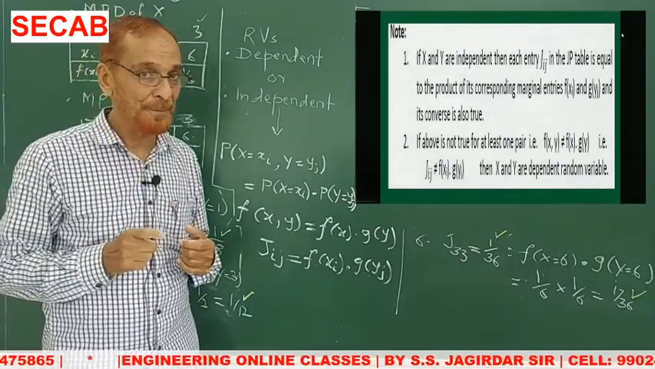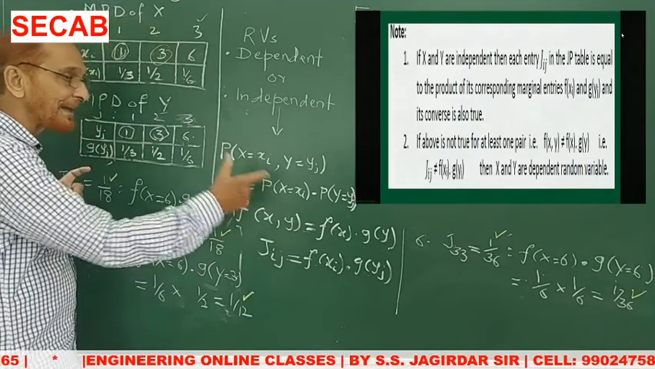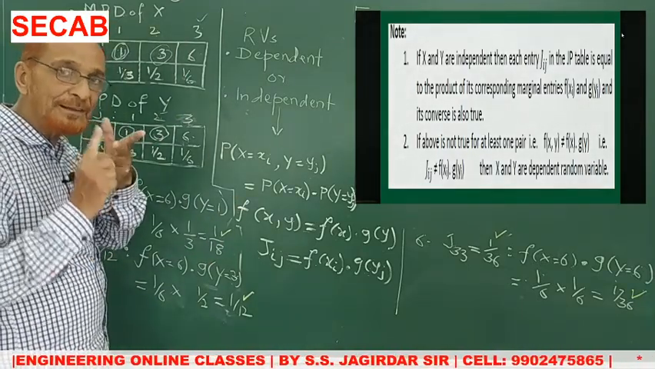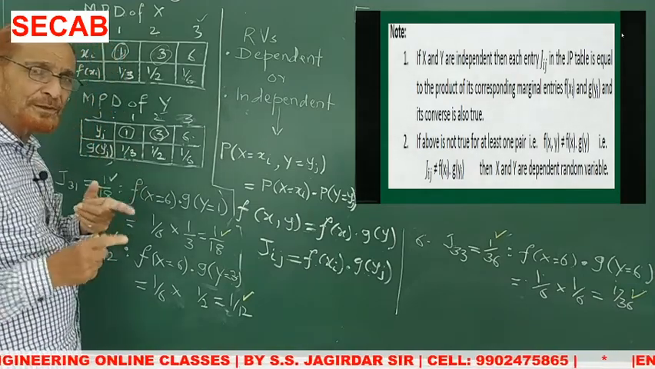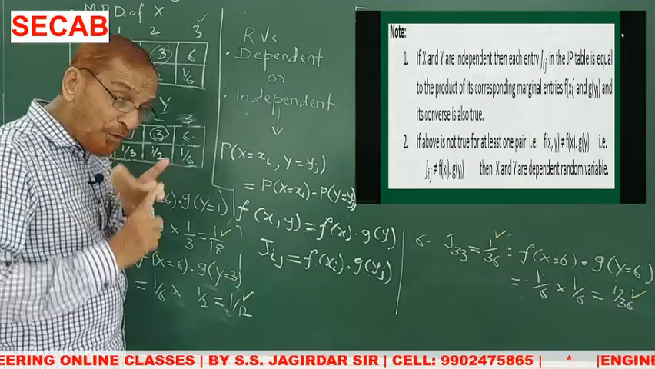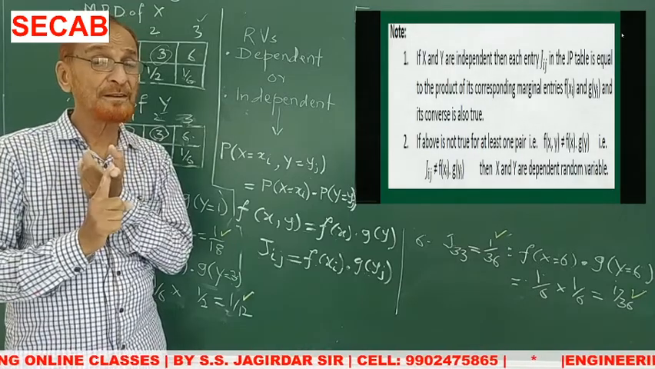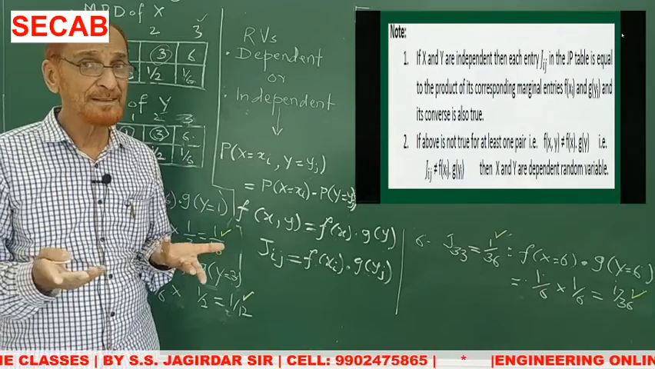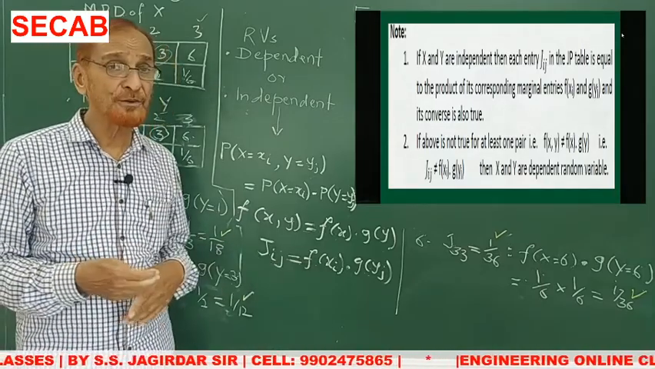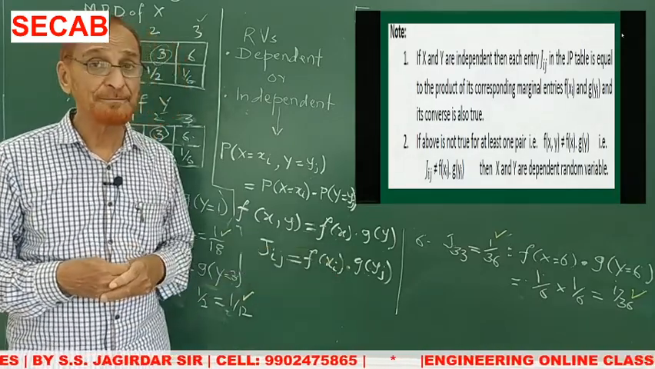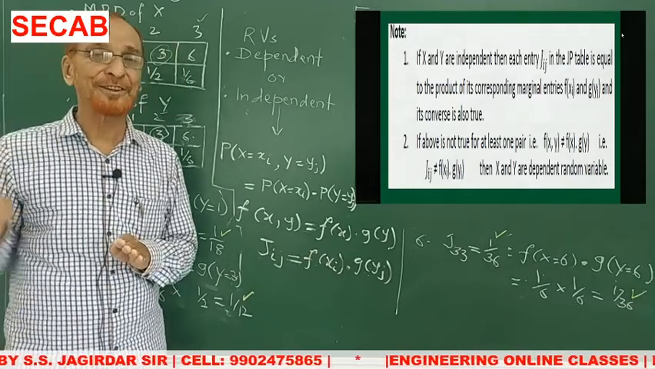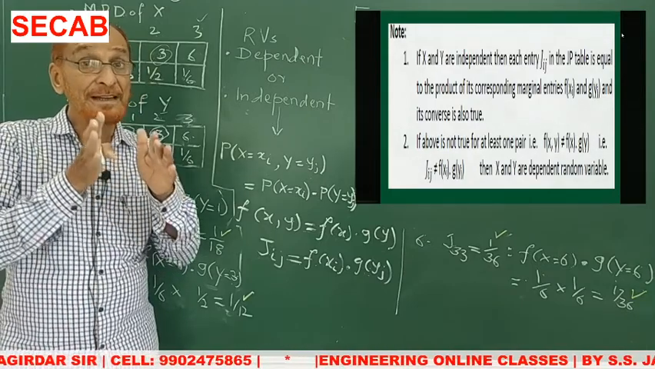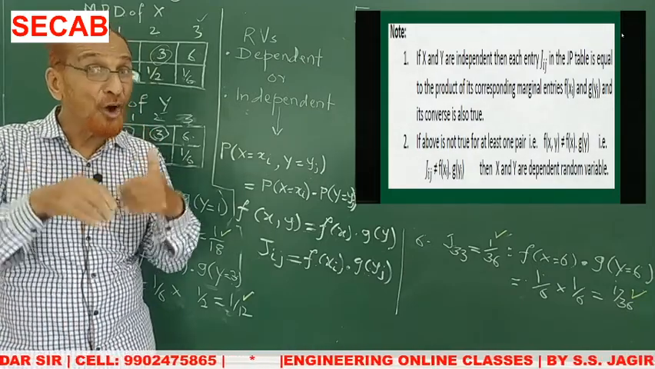This is very important. That means when you are working all the 9 pairs, suppose first confirms, second confirms and third confirms, then suppose the fourth one when you work out, you find that it doesn't hold good. That means the Jij value is not equal to Fxi into Gyj. Then further calculation is not required. Here itself we have to say that the variables are dependent. That means they are not independent.